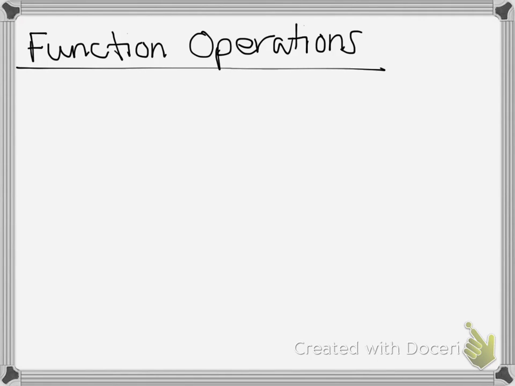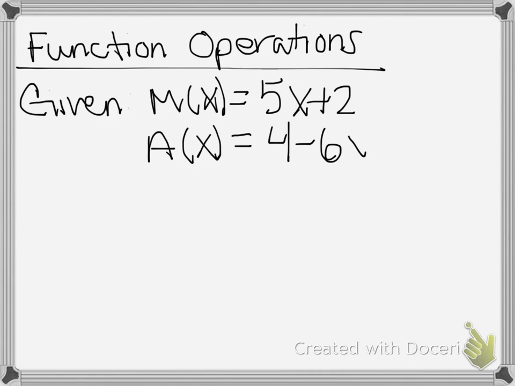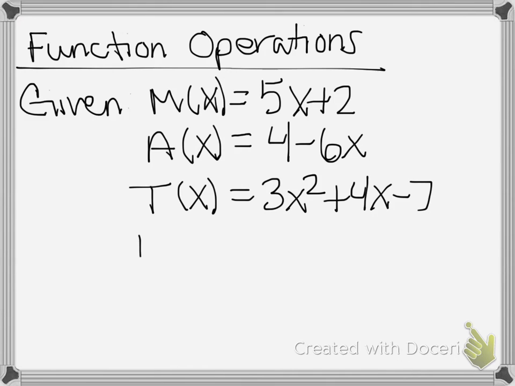All right, so before we get into function operations, we are going to use 4 functions for our notes today. So we're going to say given m of x equals 5x plus 2, a of x equals 4 minus 6x, t of x equals 3x squared plus 4x minus 7, and h of x equals x squared minus 9.